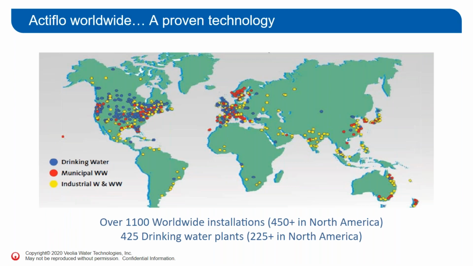Worldwide, there are over 1,100 Actiflo installations, and well over a third of those are just in North America. There are over 250 installations in the US, with half of those being drinking water facilities. And in Canada, there are over 200 installations with 110 that are used for drinking water.